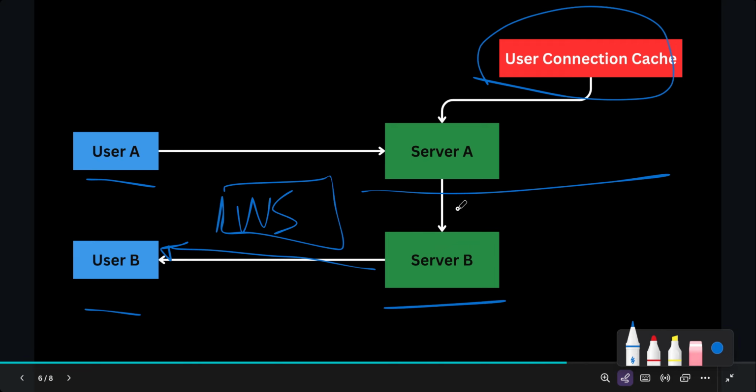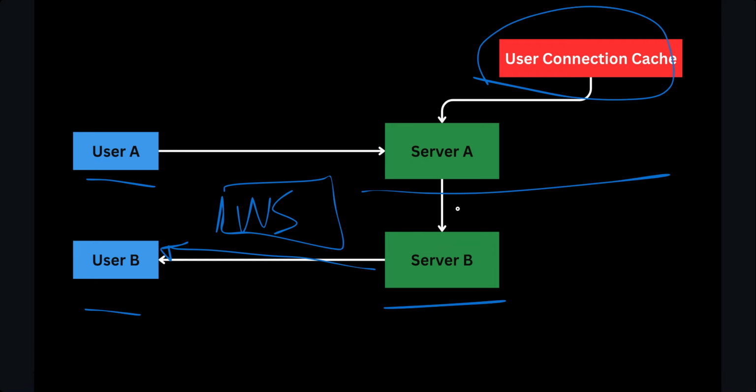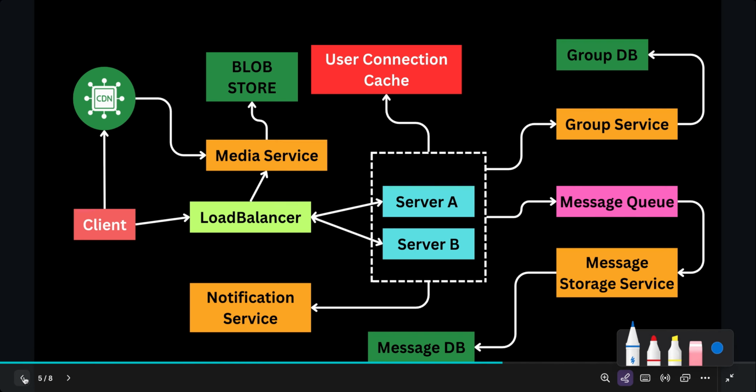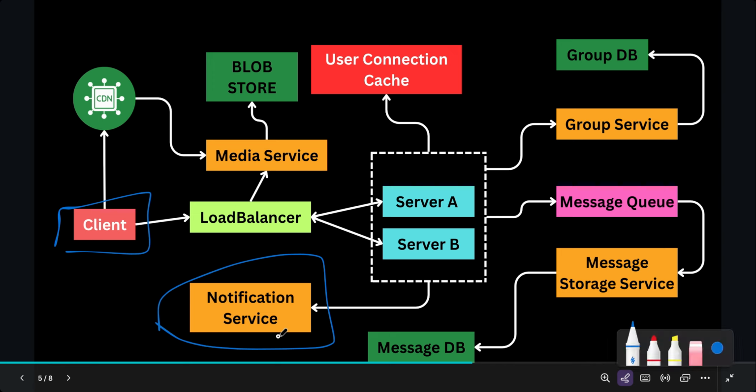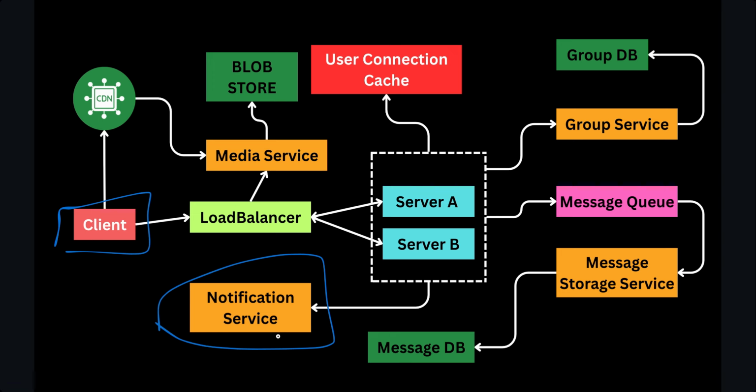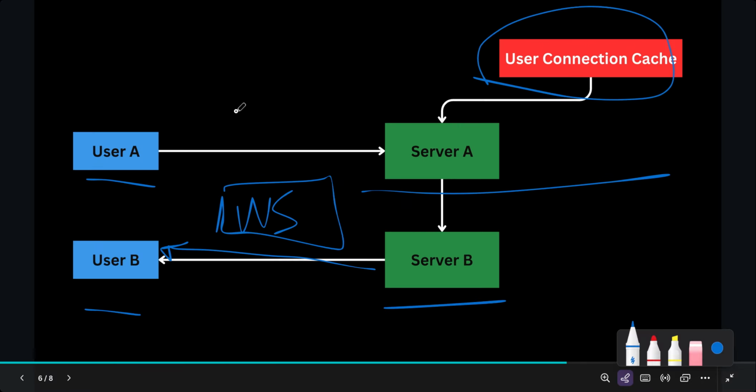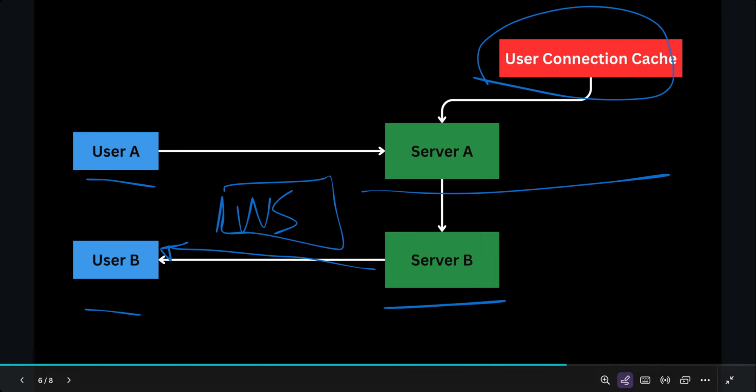If user B is offline, server A will send the message to the notification service, which triggers a push notification to notify user B of the new message. How will this look? It will look something exactly like that. Whenever server A finds that the client is offline, it will send a message to the notification service, which will trigger a push notification to notify the client of the new message.